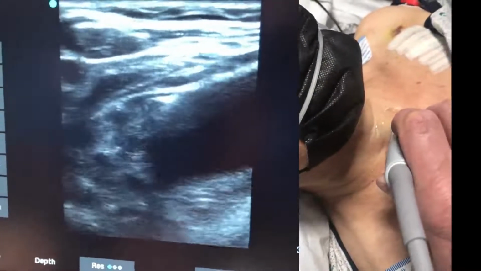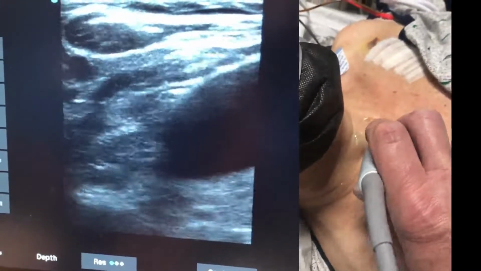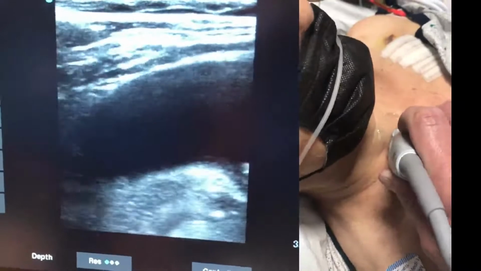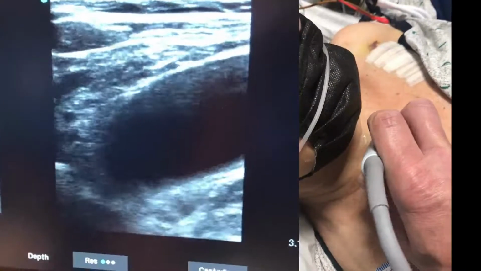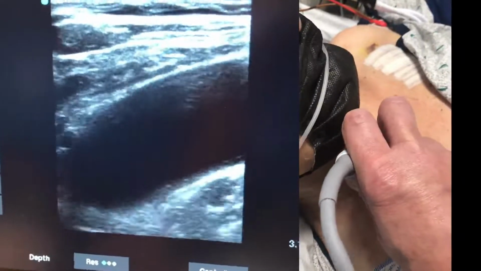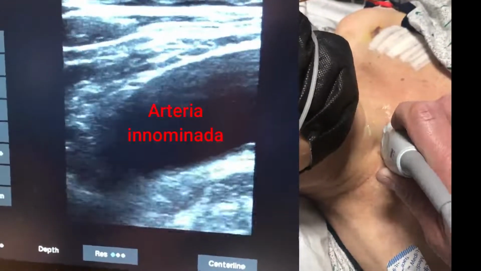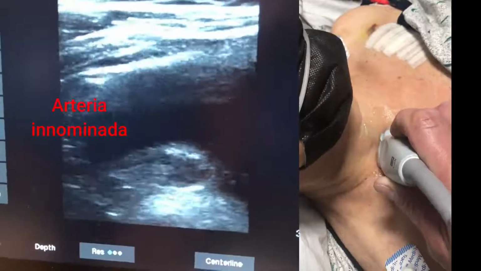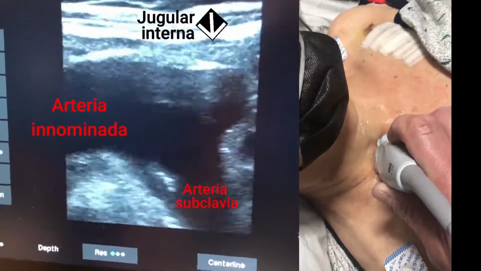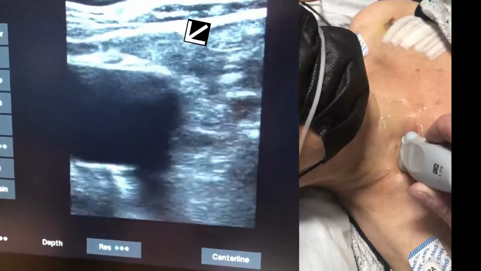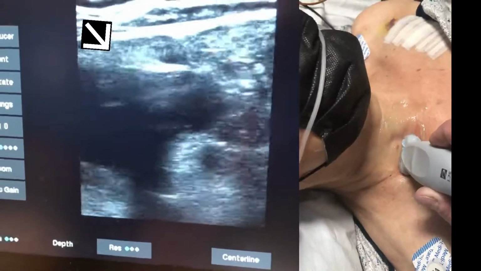So this case was interesting because we could feel the pulse in the suprasternal notch, and we're moving the probe towards the suprasternal notch, and you can see the innominate artery in this patient right there in the suprasternal notch. And now we're going to move a little lateral again, following the innominate artery. We see the subclavian artery at the bottom, and then the carotid. And the jugular vein follows the artery. It's hard to see at this moment, but there you go.